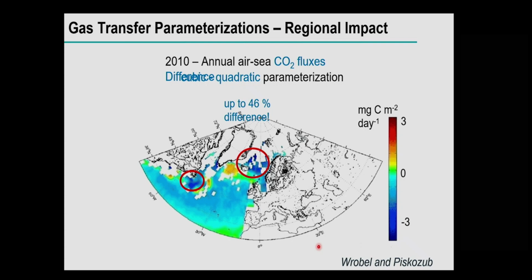Just geographically speaking, what does this mean? Between the different parameterizations here, you have a difference of the CO2 flux between the cubic and the quadratic parameterization, and I've highlighted areas here where the difference is important. This is the North Sea, and here is just off the coast of Labrador. You have regions where you also have deep water formation, where the difference is the biggest.